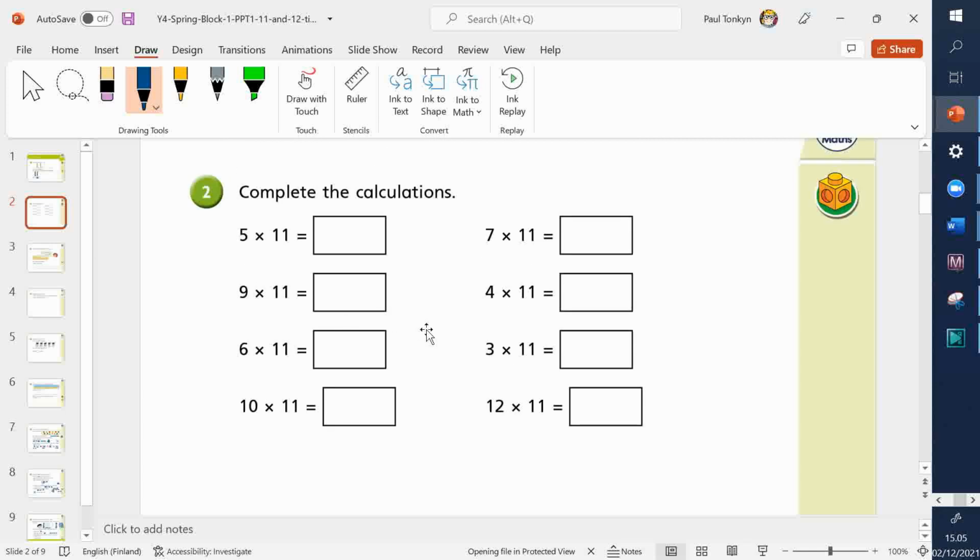Complete the calculations. 5 times 11. Quickly. 55. 9 times 11. 99. 6 times 11. 10 times 11. Good. 7 times 11. 4 times 11. 3 times 11. 33. And 12 times 11. Good. You remembered from last time, yeah.